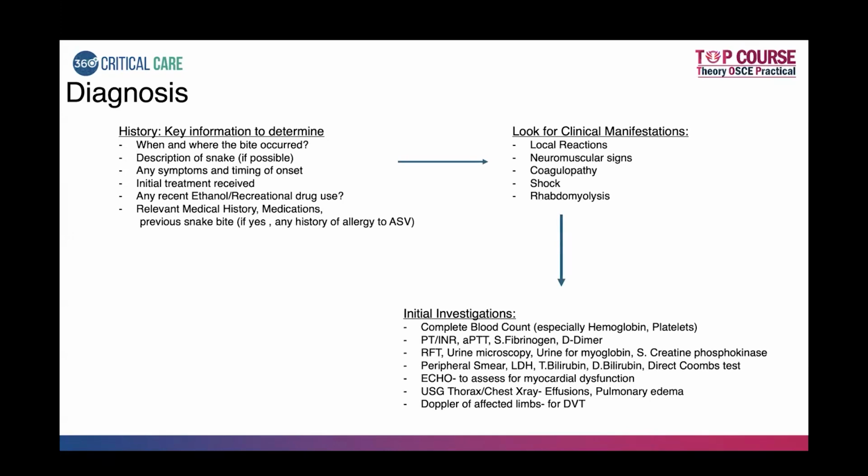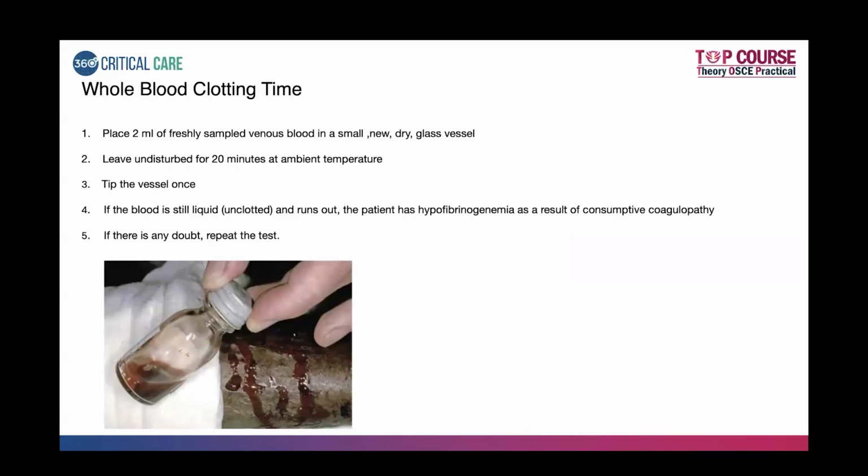Then you assess for hemolysis. You do a peripheral smear, LDH, bilirubin, direct bilirubin, and a direct Coombs test. Then echo to assess for myocardial dysfunction if it is present. Ultrasound thorax to assess for effusions or volume overload, and Doppler of the affected limbs to assess for deep vein thrombosis. So this should be the general lab protocol that you need to keep in mind.